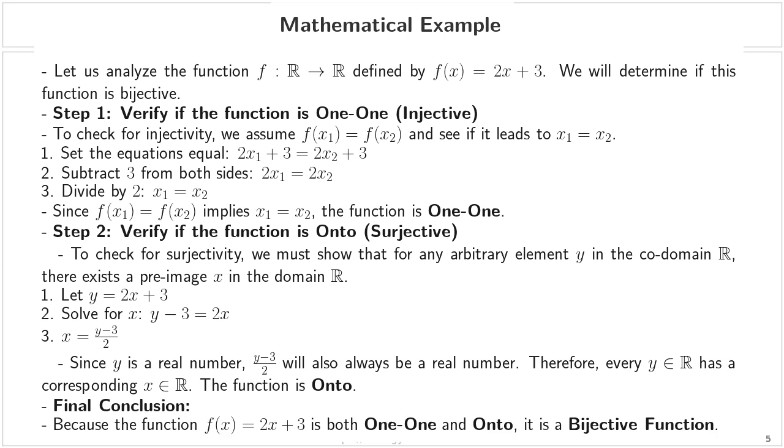Finally, we reach our conclusion. Because the function f of x equals 2x plus 3 has been proven to be both 1-1 and onto, it satisfies both necessary conditions. Thus, it is a bijective function. Pay close attention to these steps, because in the next slide, we will discuss some common mistakes students make when identifying bijective functions, particularly regarding the domain and codomain.